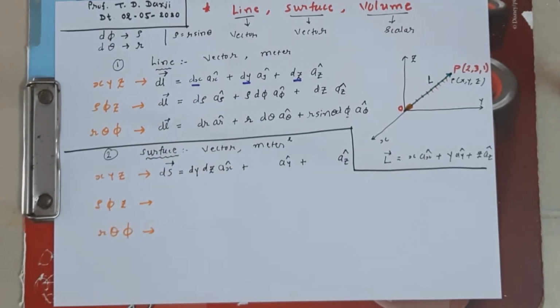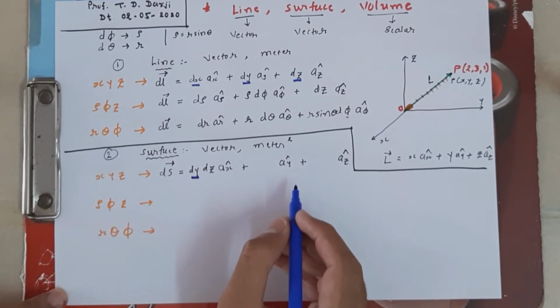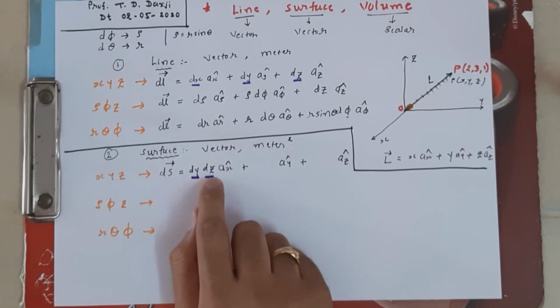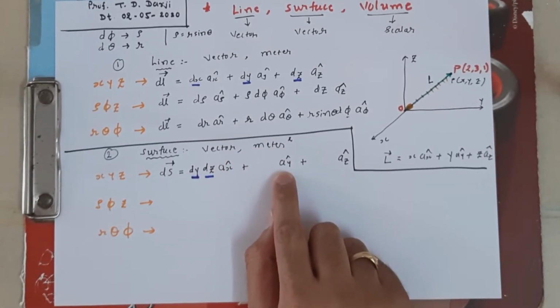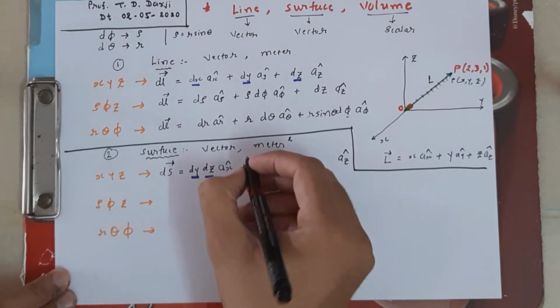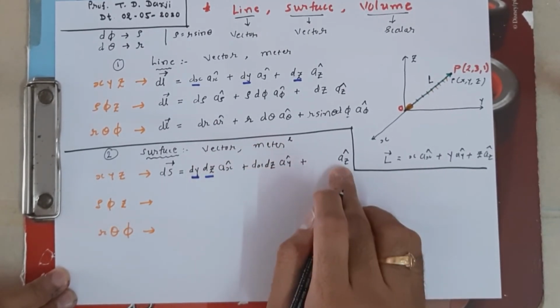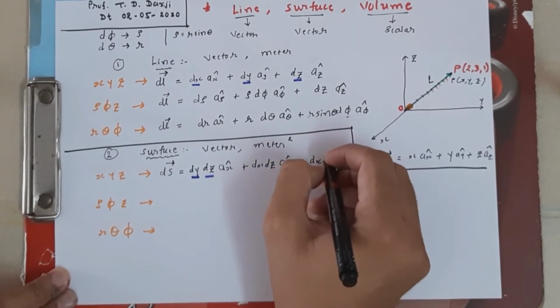Now if you notice, in this case what is dy? It is a differential length in the y direction. What is dz? It is a differential length in the z direction. So it's length into length, meaning meter into meter, so the unit is meter square. Here ay. Ay is the direction of the xz surface, so I have to write here dx dz. Az is the direction of the xy surface, so I have to write here dx dy.